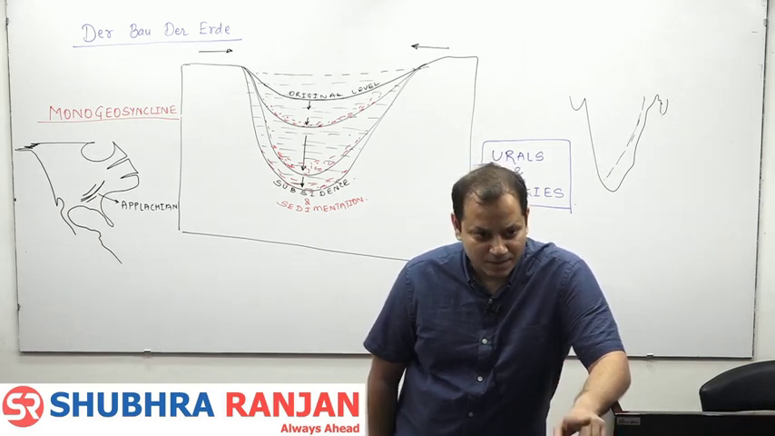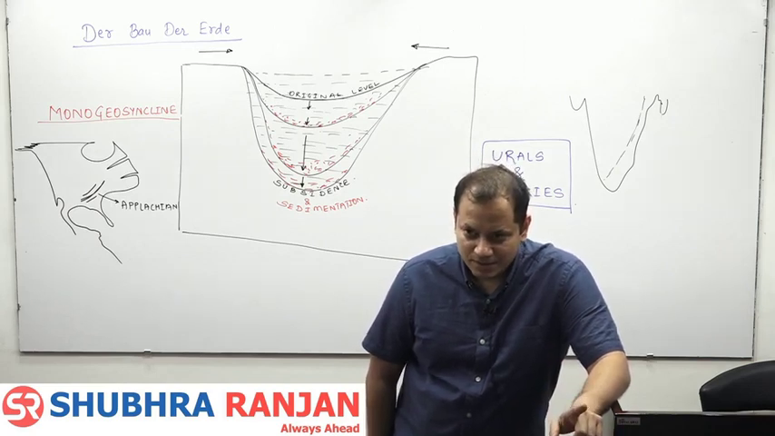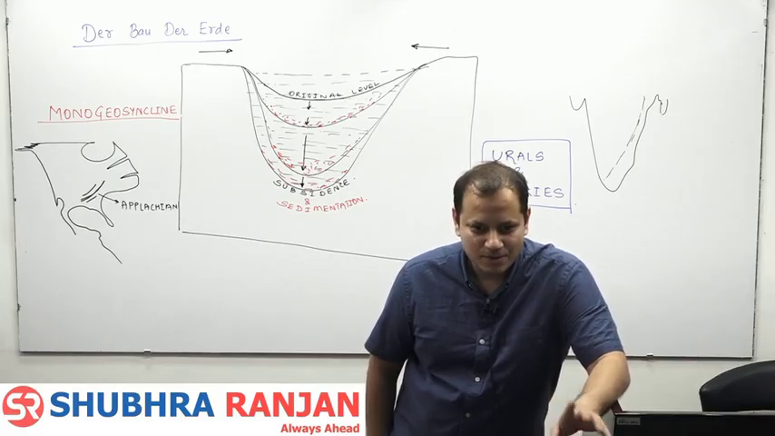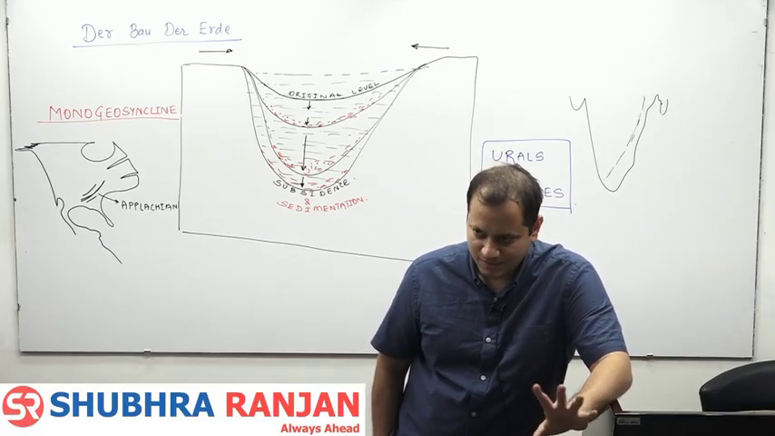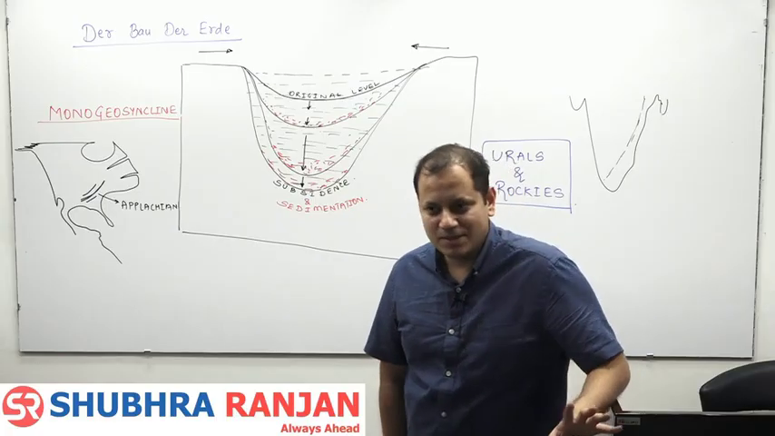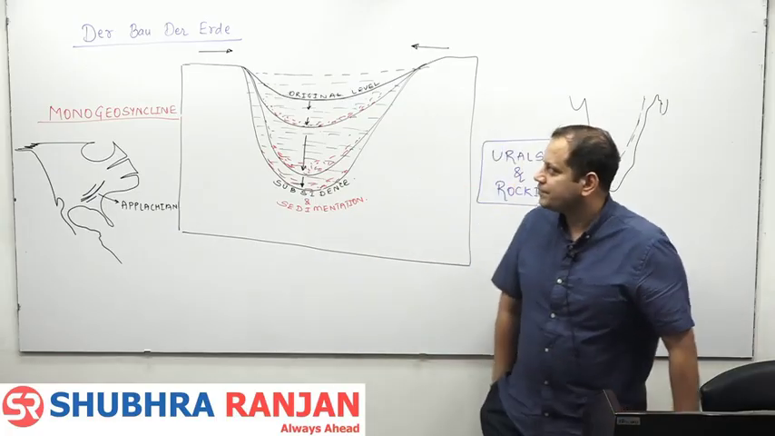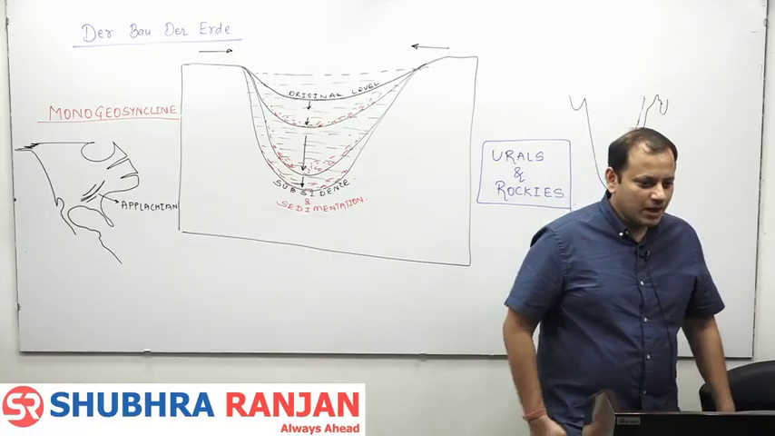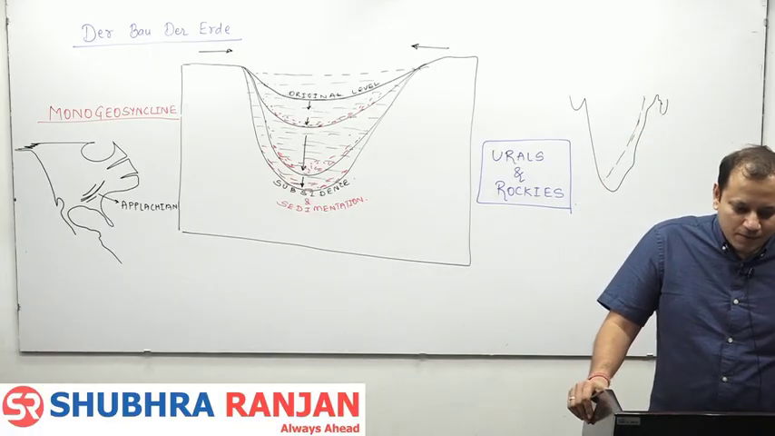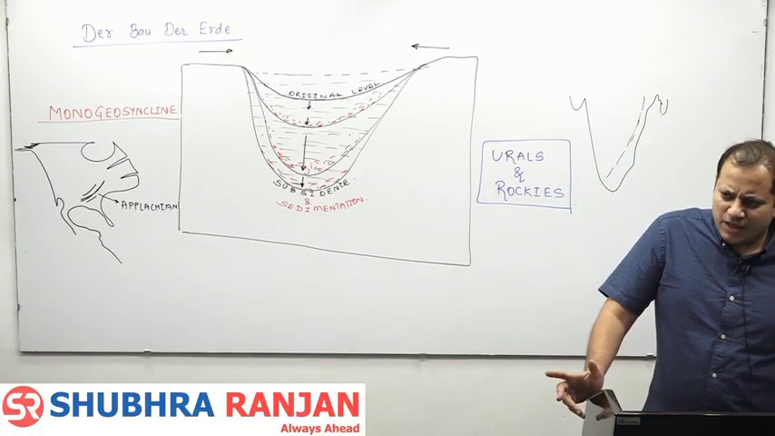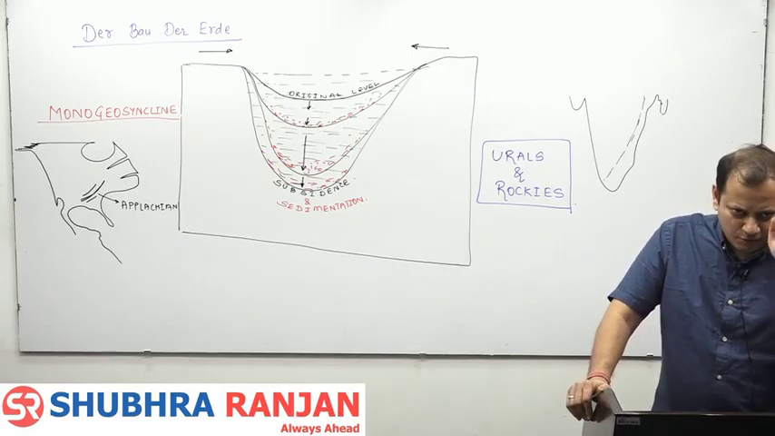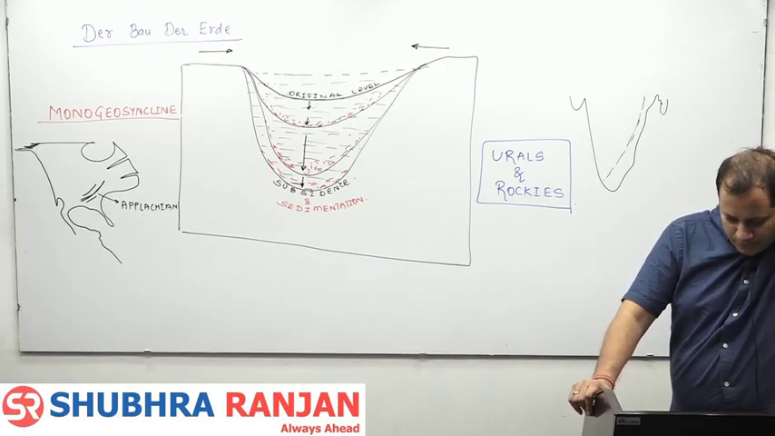फाइन. Der Bau der Erde: the mountains, the earth. Der in German means the. Next, इसने geosyncline को define नहीं किया, so you don't have to define the geosyncline in this. Force.